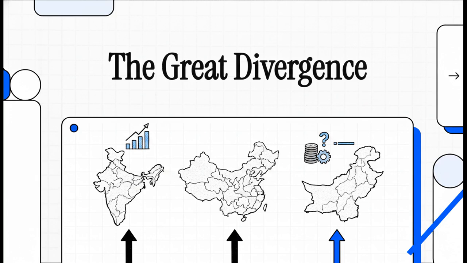Today, we're doing a deep dive into the comparative development experiences of India and its neighbors. We're going to look closely at how three nations that started in very similar positions back in the mid-20th century ended up on such vastly different economic trajectories today.